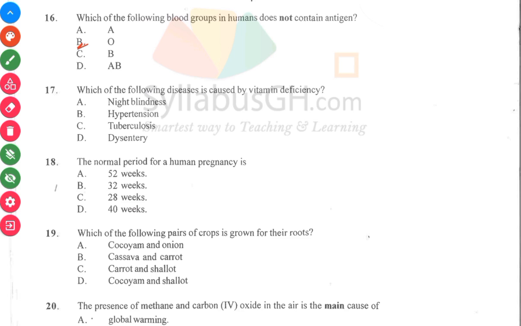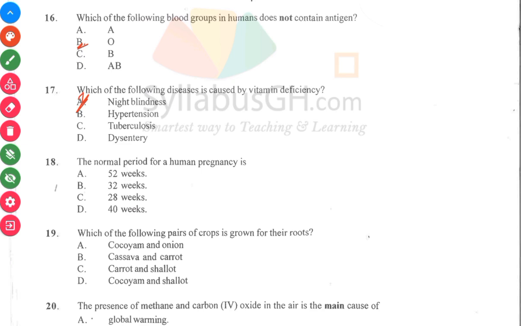Question number 17. Which of the following diseases is caused by vitamin deficiency? We have night blindness, hypertension, tuberculosis, and dysentery. Looking at all of them, the answer is night blindness, lack of vitamin A.